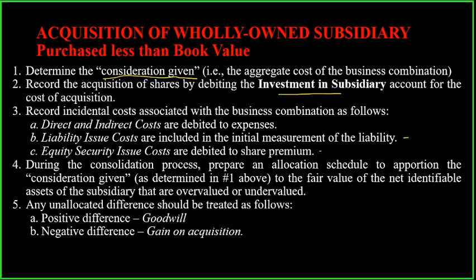What about number 4? During the consolidation process, there is an allocation schedule to apportion the consideration given to the fair market value of the net identifiable assets of the subsidiary that are overvalued or undervalued.